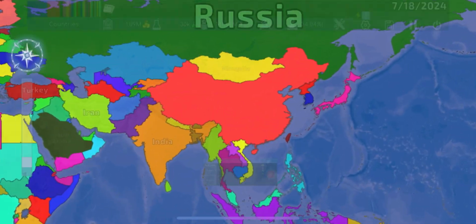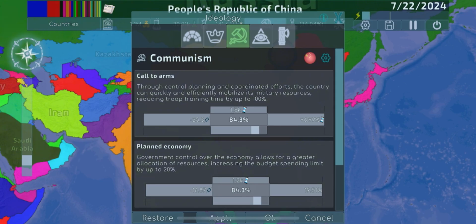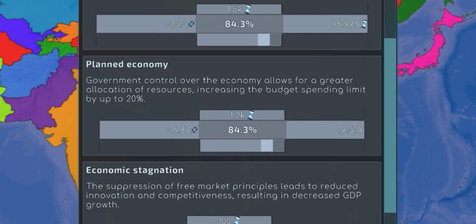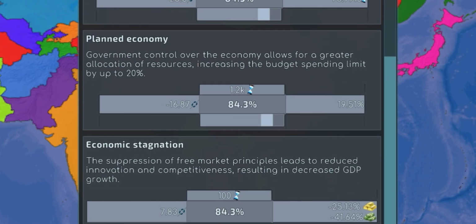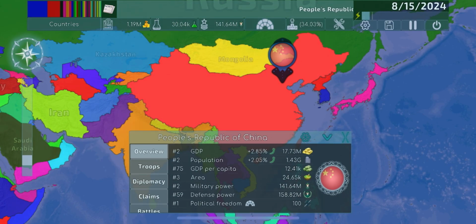The other ideology that has a direct impact on your economic growth is, of course, communism. If you choose communism's 2 buffs, your economic growth will severely decline. That is why democracy is usually my go-to ideology.